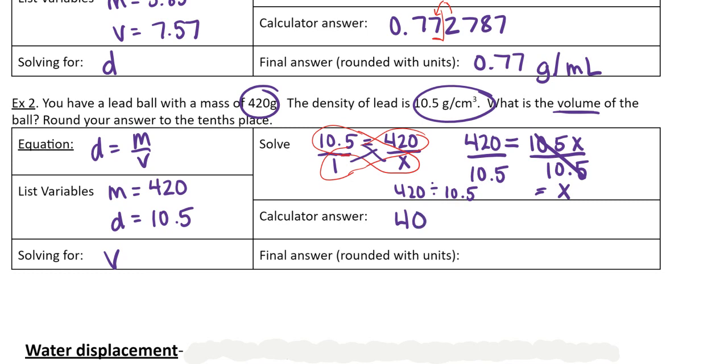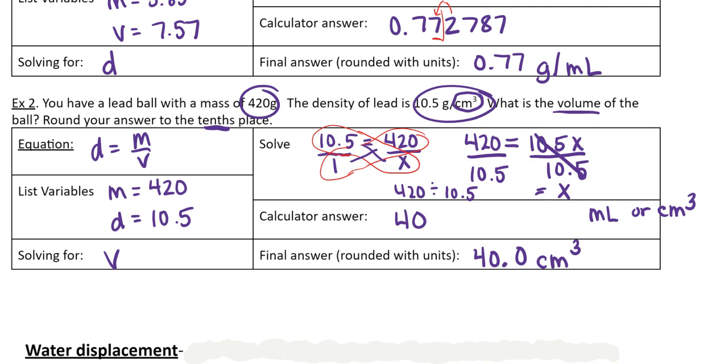Now, this wants it to be to the tenths place. Tenths means 1 more after the decimal. So I'm going to make that 40.0. Now, because we were solving for a volume, our options are milliliters or centimeters cubed. To choose, you go back to the question. They gave me the centimeters cubed in the question, so that's what I'm going to put there.